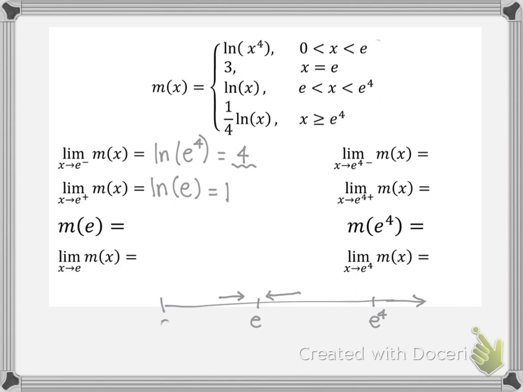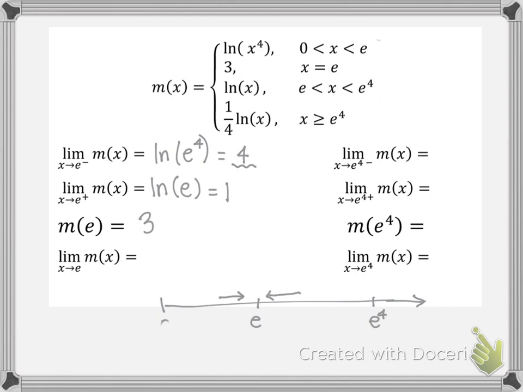Now it wants me to find m of e. Our function is called m, and they tell me that when x is equal to e, the output of the graph is 3. I'm not finding a limit, I'm just finding what the function has as its output when x is equal to e. So the output of the function is 3.